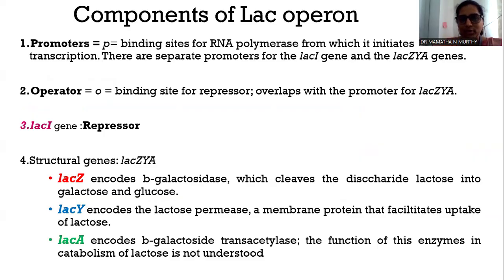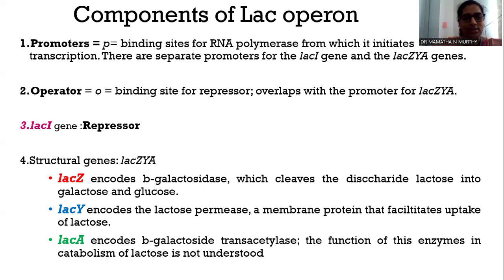So there are separate promoters for the lacI gene. The lacI is the gene which codes for the repressor protein, and these repressors are continuously synthesized under the control of the lacI gene. And there is a separate promoter for the lacZ, lacY, and lacA genes. The operator sequence, which is the binding site for repressor molecules, basically overlaps with the promoter of the structural genes. Then we have a downstream lacI gene, which codes for the repressor molecule.